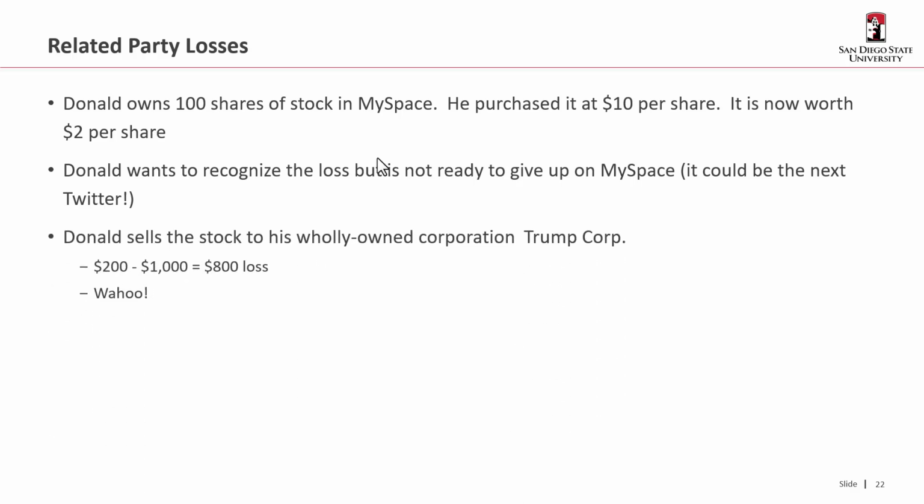So instead he says, all right, what I'm going to do is sell this stock to my wholly owned corporation, Trump Corp. And he's going to sell it at market value, right? It's worth $2 a share, so he sells it for $2 a share. His cost was $1,000, and so he incurs an $800 loss. And so he's really psyched, right? Because he's like, hey, look at that. I'm going to go ahead and capture this loss, but I haven't really realized it economically because Trump Corp and I are related parties, so we're kind of the same thing. Well, Code Section 267 disallows losses on sales between related parties.